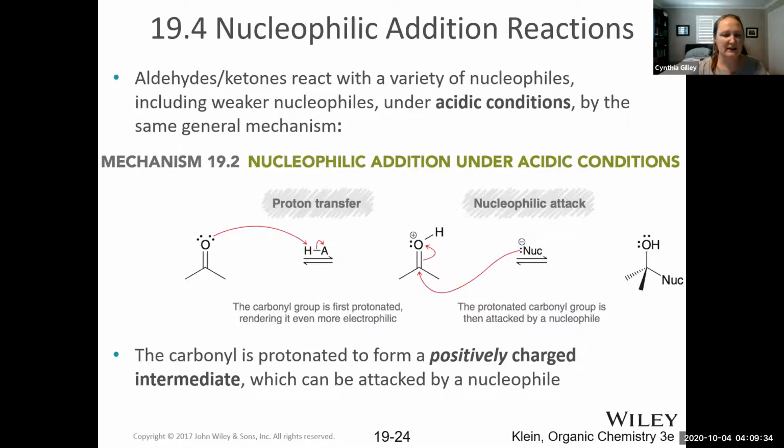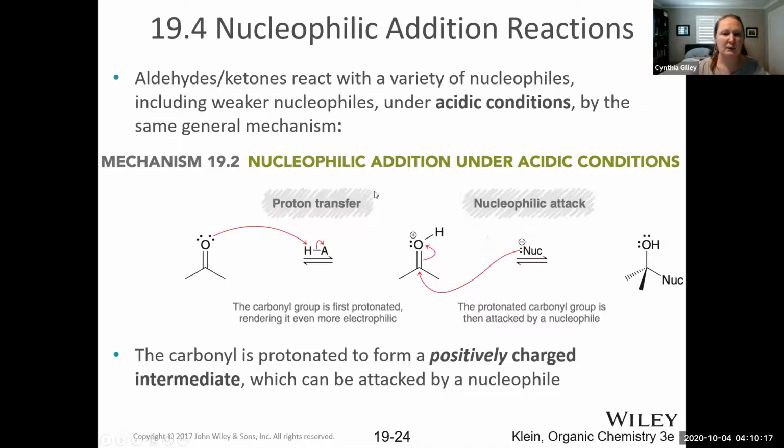Okay, what about acidic conditions, right? The mechanism under acidic conditions is going to be different from the mechanism under basic conditions, even if the product is the same and the reactant is the same. The reagent that's used is different. It's an acid and not a base. The first thing we're going to do is a proton transfer, because when you treat a ketone with a strong acid, the lone pair on the oxygen can get protonated. That generates an even more electrophilic intermediate that can then be attacked by a nucleophile to form the tetrahedral product in this case.